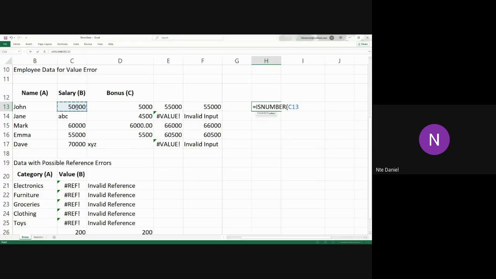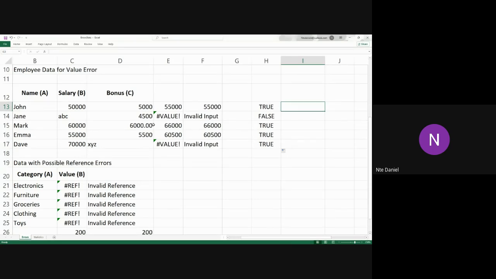I'm going to click this and I'll press this. If I drag it down, you will see 50,000 true, it is a number. ABC false, it is not a number. 60K true. 55 true. 70 true. You guys understand how this thing works now? Yes, sir. All right. So we're going to incorporate this in conjunction with the IF statement to tell Excel that, okay, this thing you're doing, there's an error.